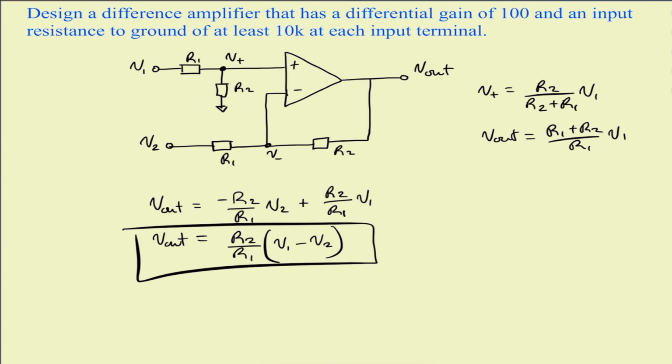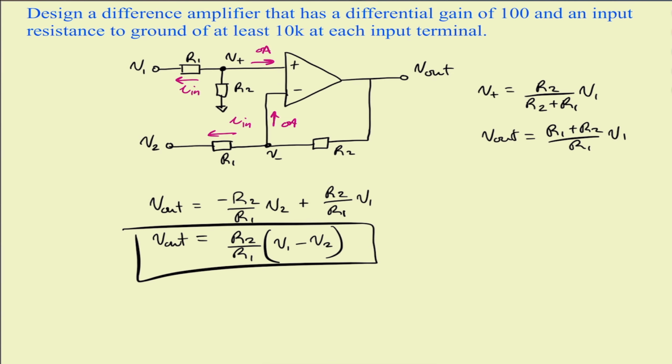Also, we would like to figure out where we would have our input resistance. So we know that in both cases, let's just use a different color, the current I in, we have 0 amps going into V minus and 0 amps going into V plus.